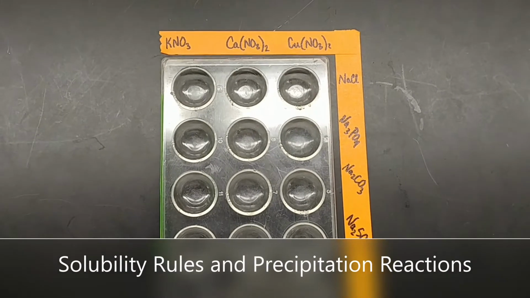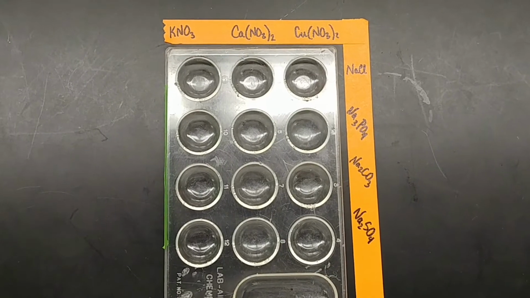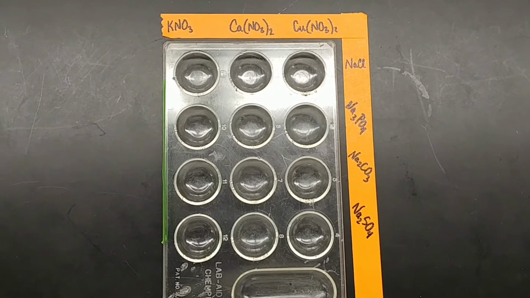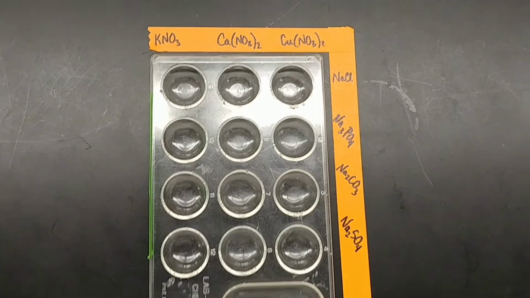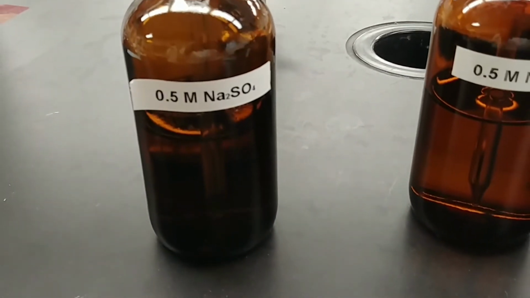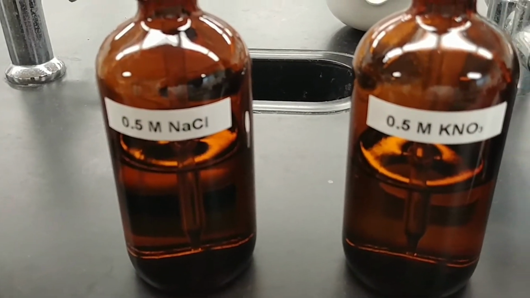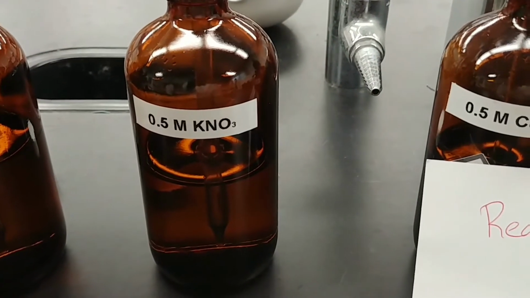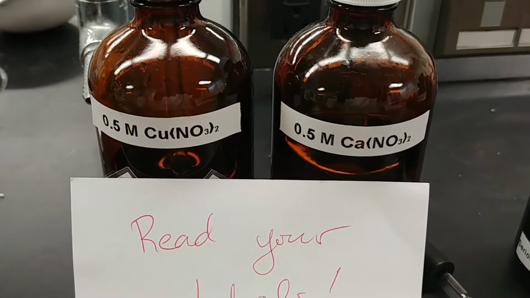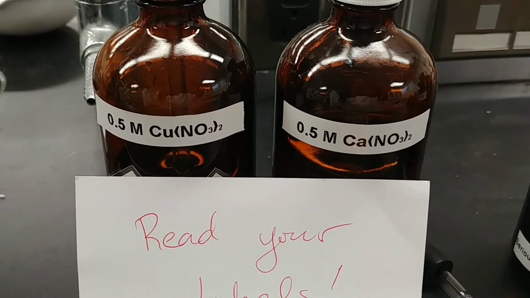Right, folks, this is the precipitation lab. We are going to be mixing a couple of reagents to see what gives us a precipitate or not. So we have a couple of reagents on hand. We have our sodium sulfate, sodium chloride, potassium nitrate, and for this lab we are going to be using copper 2 nitrate and calcium nitrate.